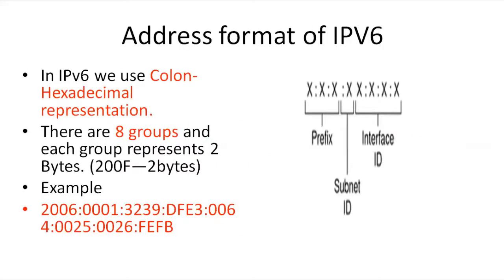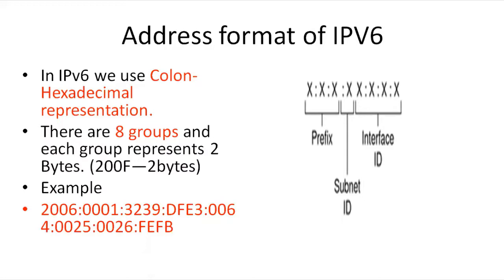IP version 6 uses colon hexadecimal representation. For example, the right side diagram shows A, B, C, and so on. It is divided into 8 groups. The first 3 groups are called the prefix, the fourth group is represented as the subnet ID, and the remaining last 4 groups are called the interface ID. That means IP version 6 is divided into 8 groups: A, B, C, D, up to H.